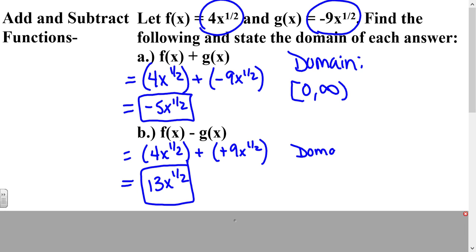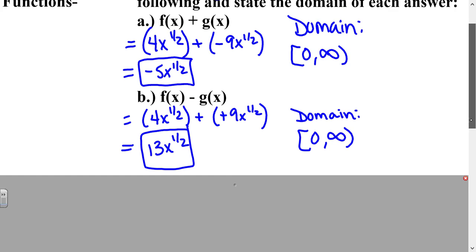Now for the domain, we already know that I can't plug anything negative, and this has a 1/2 power also, so I can't plug in any negative numbers. So this one will have the same domain, anything from 0 to infinity, and 0 is included, so it has a bracket around it.